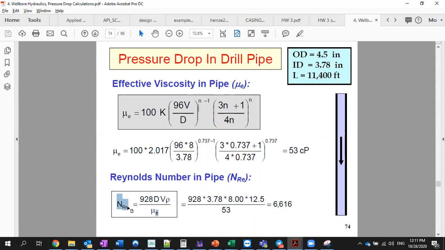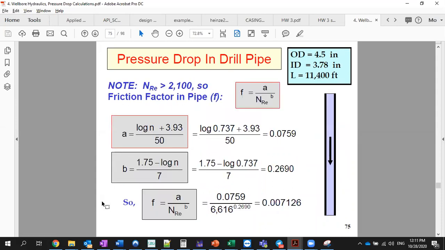Now, based on the Reynolds number, you decide if your flow is laminar or turbulent, right? So that's what you would need. Since this number is greater than 2100, which is basically the number that we use for deciding if flow is laminar or turbulent, if it's greater than 2100, then it's turbulent. If it's less, then it's laminar. You would need to use those equations that you would need for each of these flows, right?